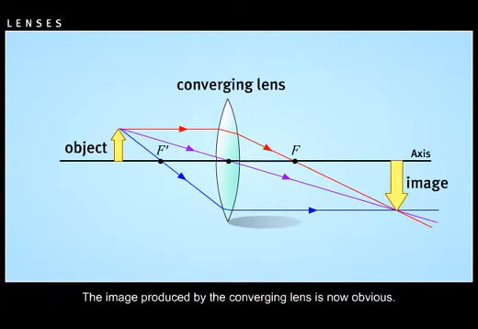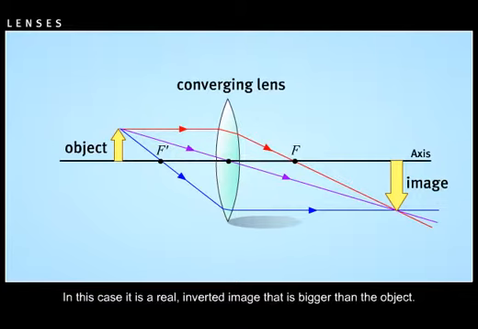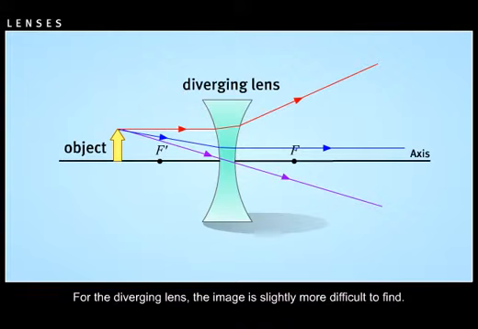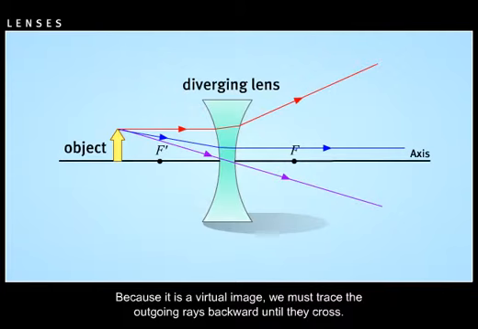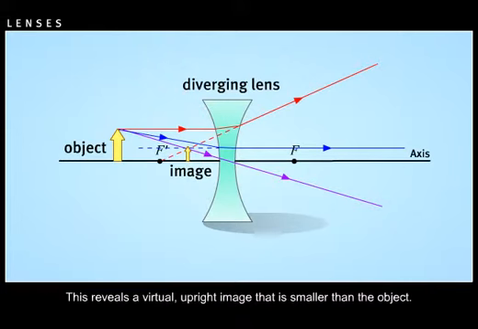The image produced by the converging lens is now obvious. In this case, it is a real inverted image that is bigger than the object. For the diverging lens, the image is slightly more difficult to find. Because it is a virtual image, we must trace the outgoing rays backward until they cross. This reveals a virtual upright image that is smaller than the object.